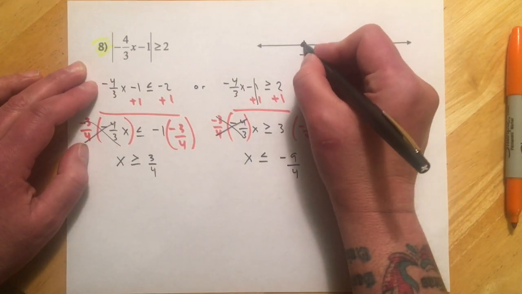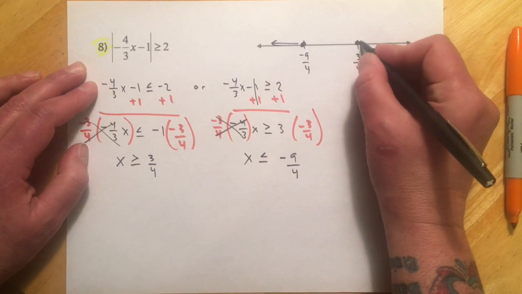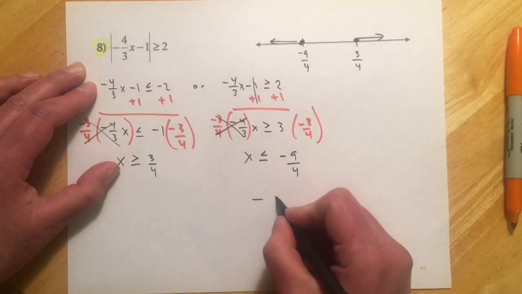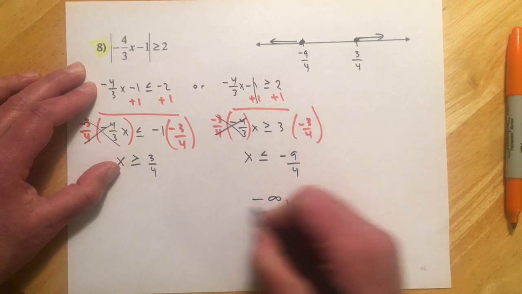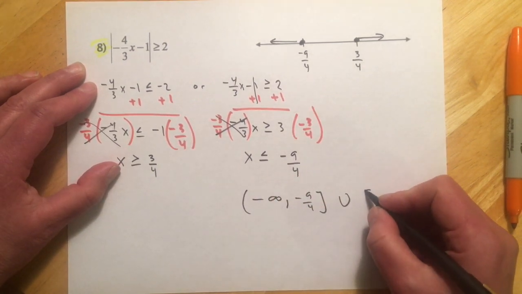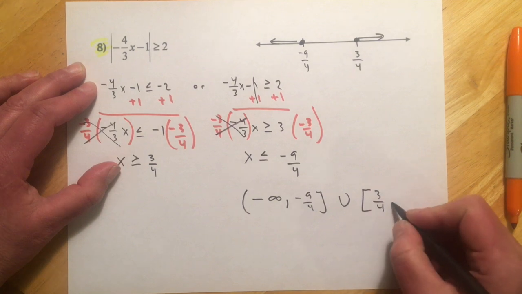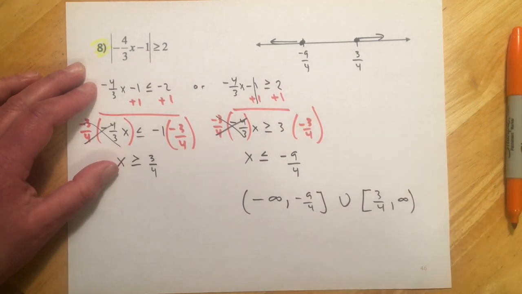So these are equals, we got solid dots. And then our interval would be -infinity to -9/4, union 3/4 to infinity. Last one.